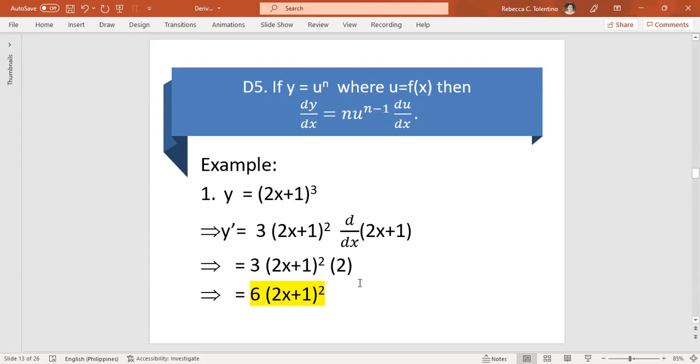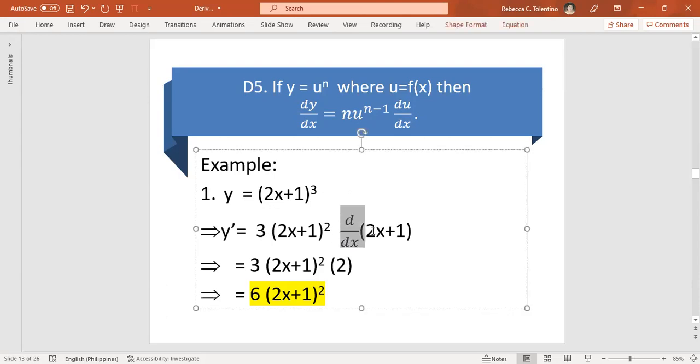D5 is when you have a power raised to a certain exponent. So this is not just x, but a function raised to a certain exponent. If you have that, then in addition to u to the n minus 1, you will need to multiply n u to the n minus 1 by du over dx. So if you have y equals 2x plus 1 cubed, then your derivative is going to be 3 multiplied by 2x plus 1 squared. You subtract 1 from the original exponent.